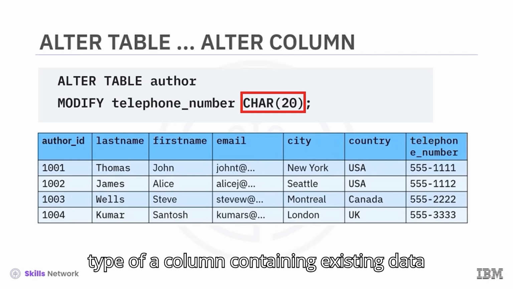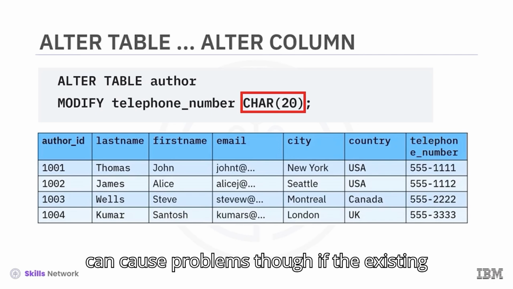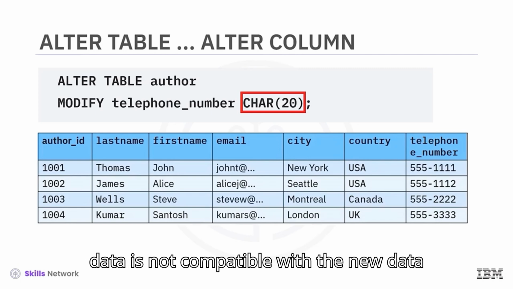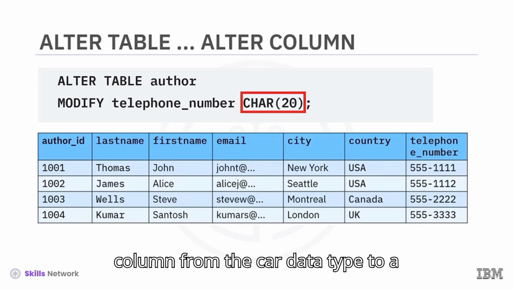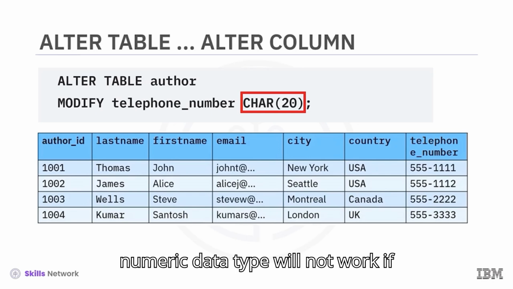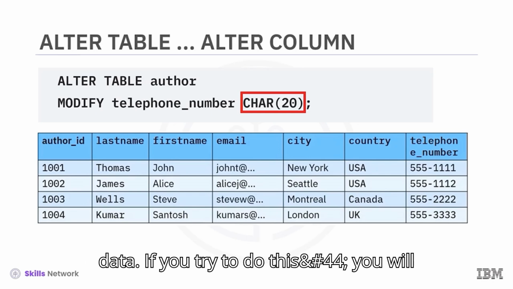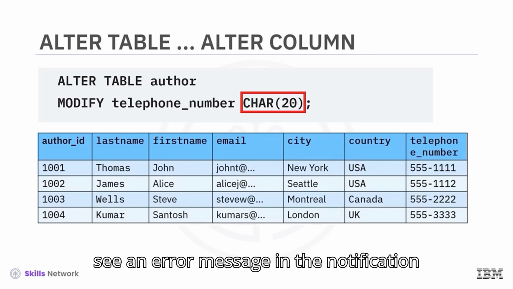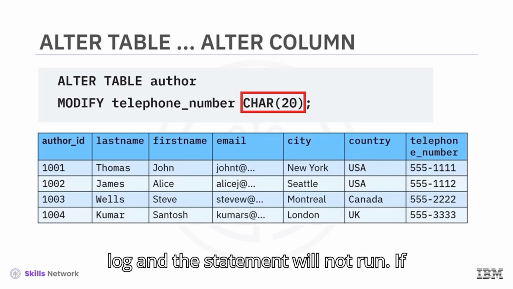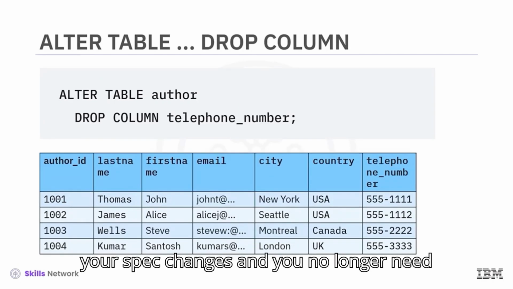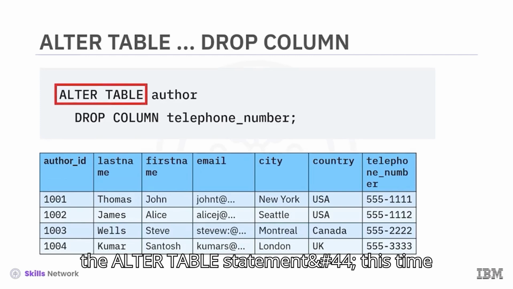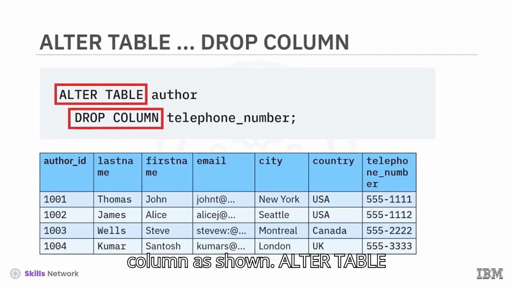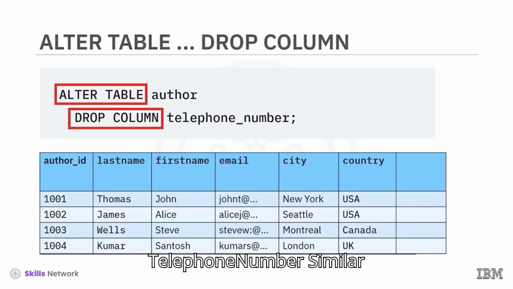Altering the data type of a column containing existing data can cause problems, though, if the existing data is not compatible with the new data type. For example, changing a column from the char data type to a numeric data type will not work if the column already contains non-numeric data. If you try to do this, you will see an error message in the notification log and the statement will not run. If your spec changes and you no longer need this extra column, you can again use the alter table statement, this time with the drop column clause to remove the column as shown. Alter table author drop column telephone_number semicolon.